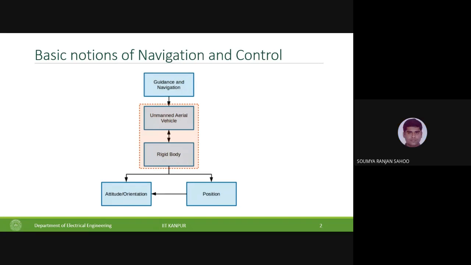Of not 6 degrees of freedom, basically 6 states here. You have XYZ and you have roll, pitch, yaw, and then you have six more states associated with this, which are their corresponding rates of change.